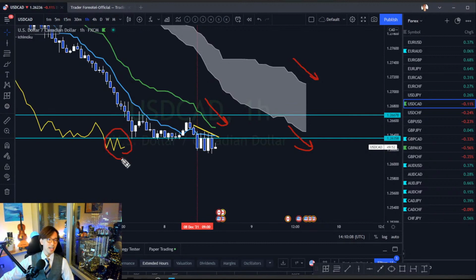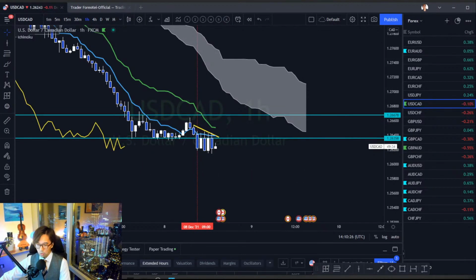So there's no reason to exit in this case. This is a downtrend, so as long as it goes down, I don't exit. I mean, unless the market reverses, I don't exit, that is my rule. So basically, that's why I'm still holding the sell.